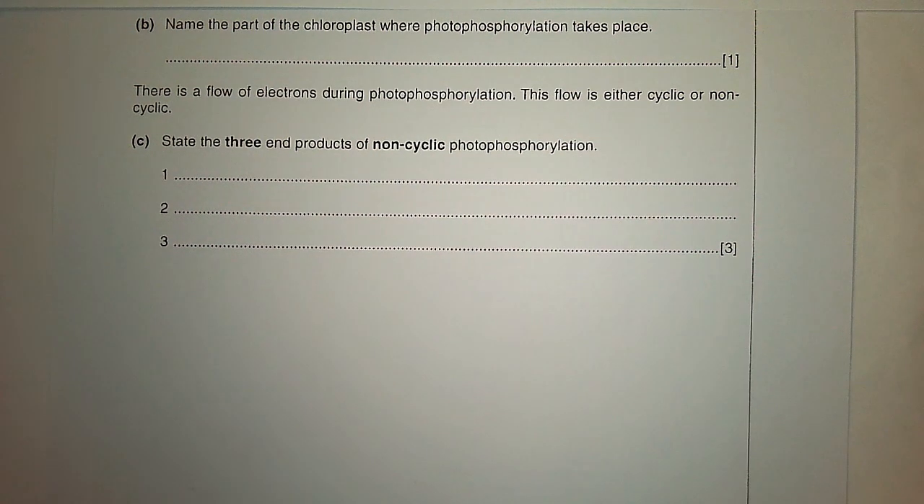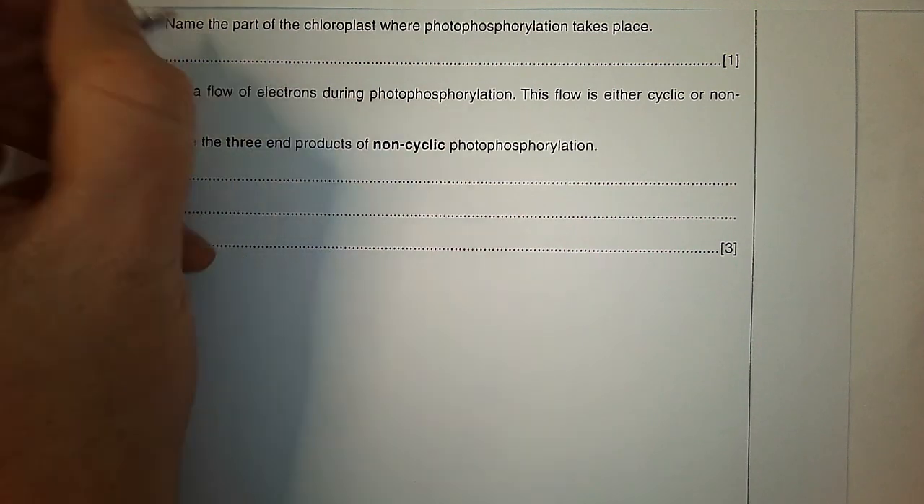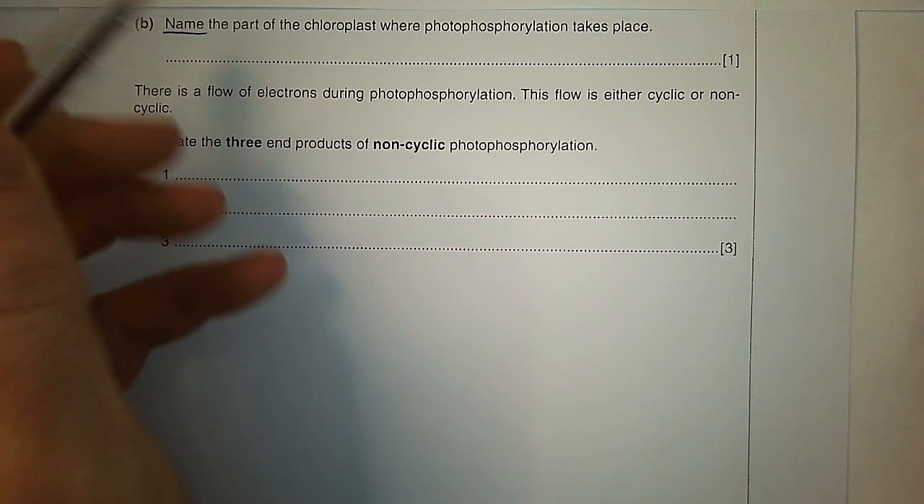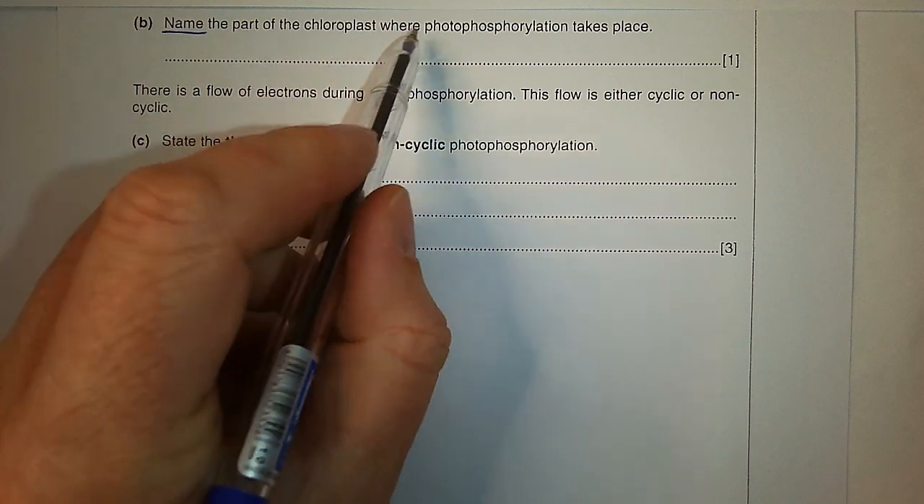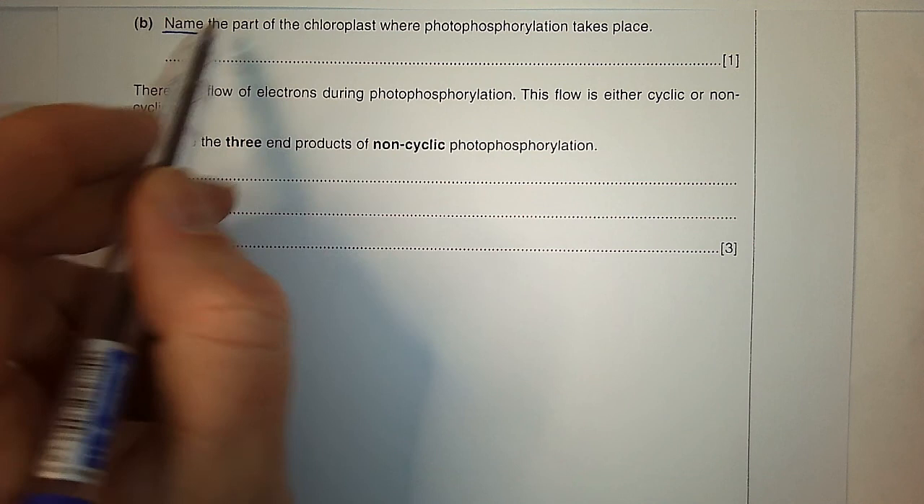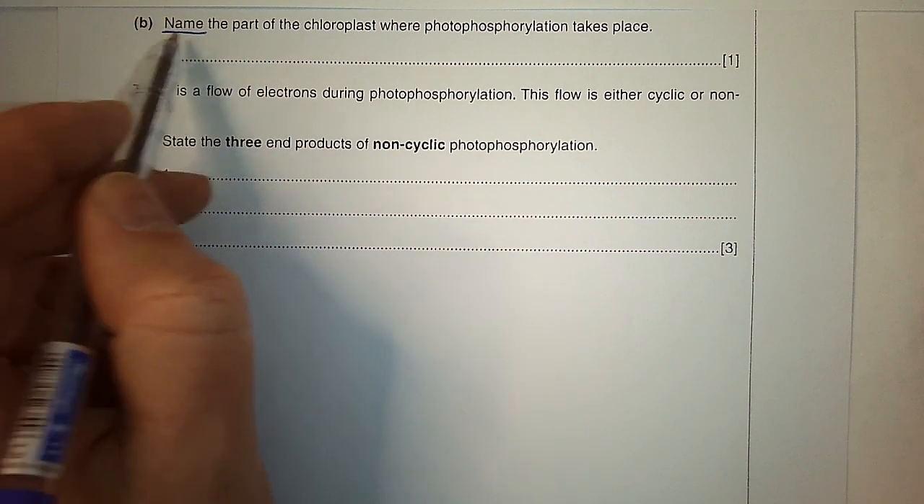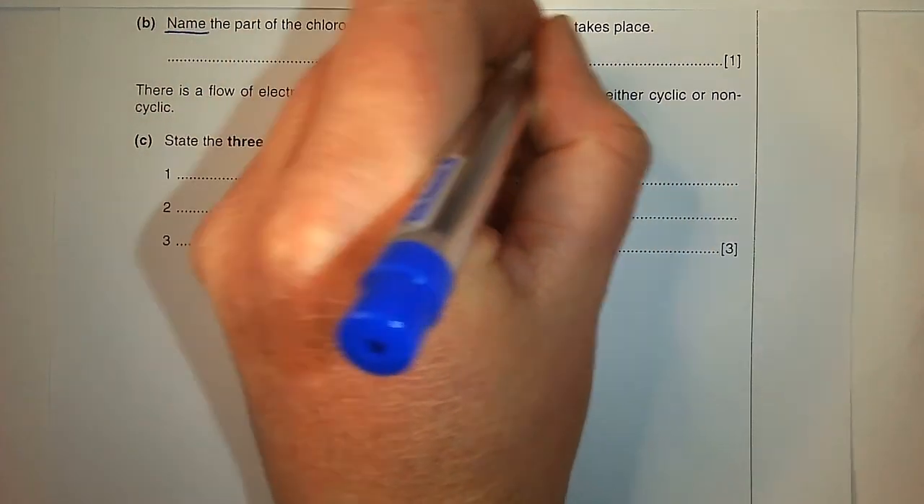This is an exam question about photophosphorylation in photosynthesis. It says name, so we've got to include the name of the part of the chloroplast where photophosphorylation takes place. So if you were given a diagram with different labels A, B, C, D, you couldn't put a letter, you have to put the name. I want to know where photophosphorylation takes place.